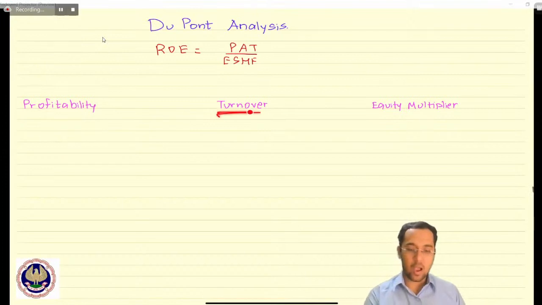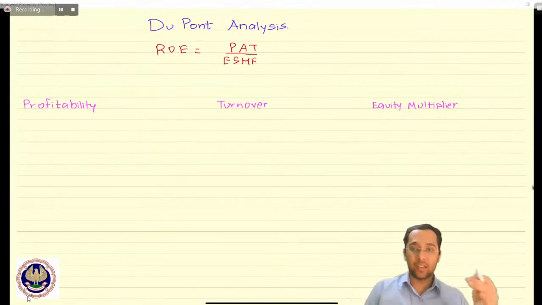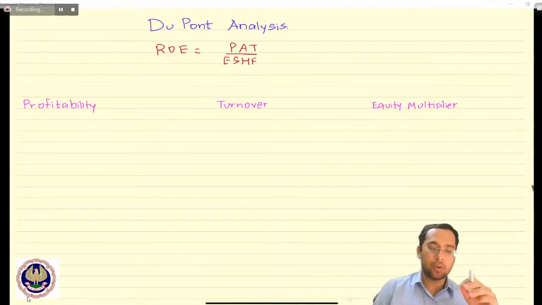Second is how many times you are able to sell the goods to your customers, to your debtors. That indicates your turnover, or how effectively you are utilizing your resources. Third is equity multiplier, which is about capital gearing, or what we also say as leverage. That is debt equity ratio.